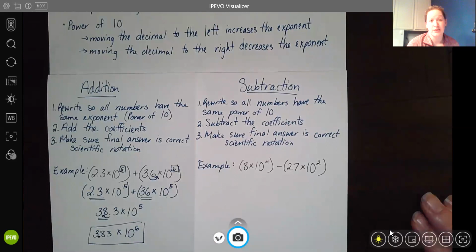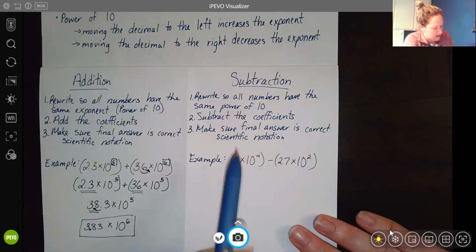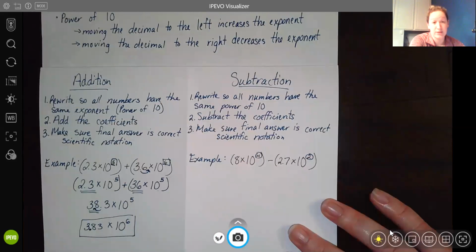Subtraction starts in a similar way. If I have 2 numbers, and I notice that my exponent for my power of 10 is not the same, I need to rewrite it so that they are the same. I need that exponent to be the same.